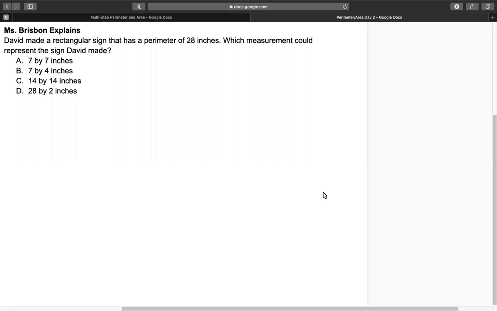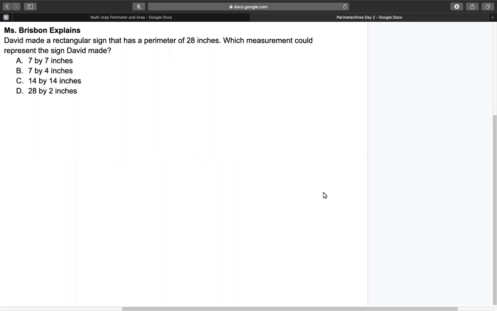Hi everyone, this video is to explain this type of multi-step problem. So let's start by reading it. David made a rectangular sign that has a perimeter of 28 inches. Which measurement could represent the sign David made?